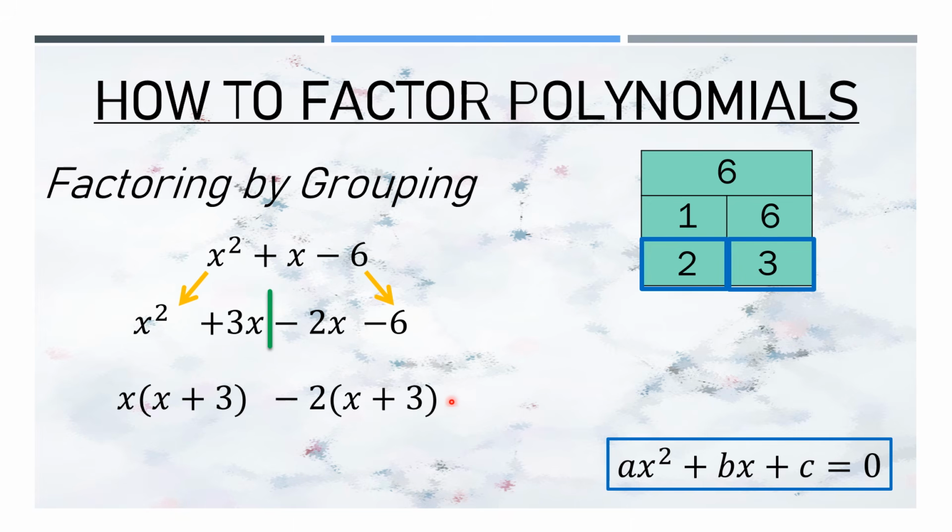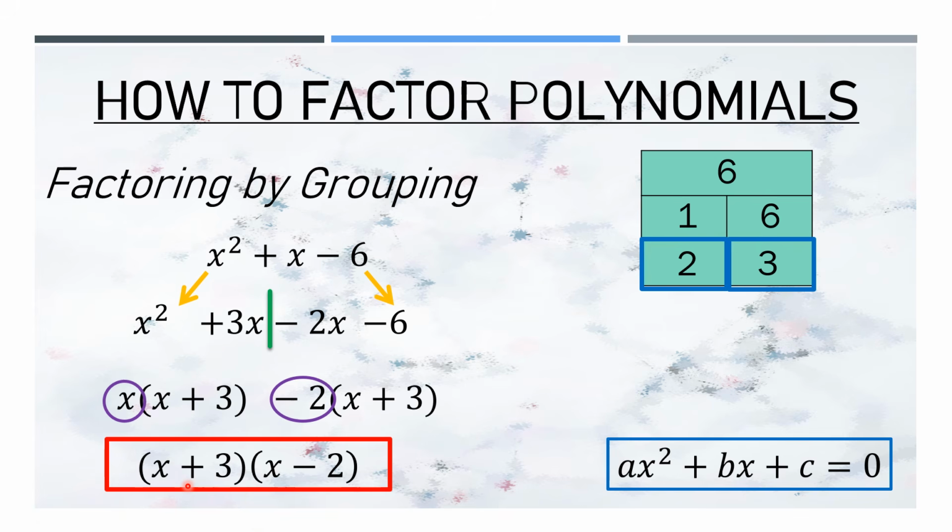Let us now rewrite these by combining x and negative 2. Again, pagtatabihin natin yung x and negative 2, tapos una nating isusulat yung common factor nila, which is yung x plus 3, dahil tulad silang x plus 3. So, the final answer is x plus 3 times x minus 2. And those are the factors of x squared plus x minus 6.